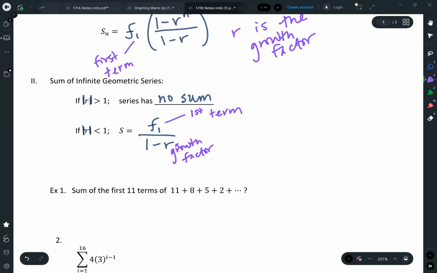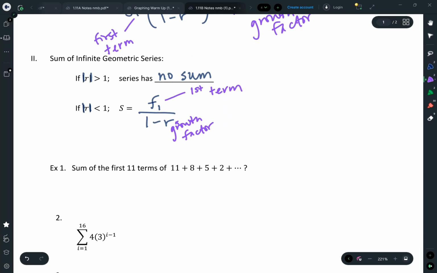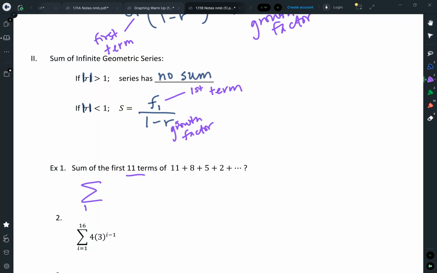It's something different. So for our first example here, we've got 11 plus 8 plus 5 plus 2 plus dot, dot, dot, and we want to sum the first 11 terms. So let's first write out what we're doing. We have to decide, do we want to start with 1 or with 0? Most of you are probably going to choose to start with 1. So if I start with 1, I would write it at equals 1. I'd go to 11.